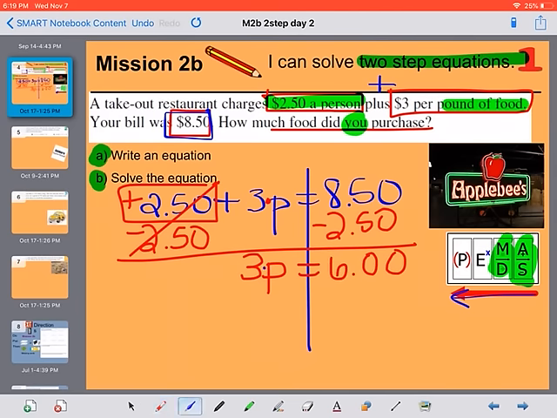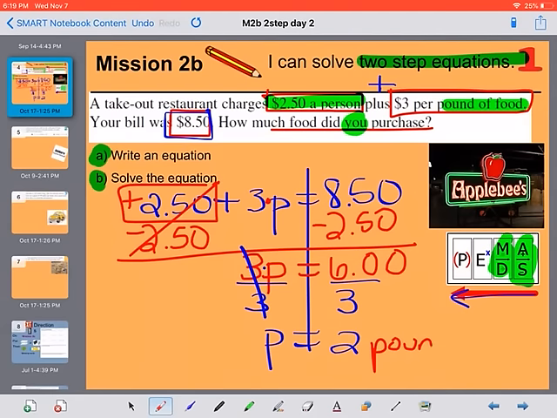And then last, the opposite of multiply is divide. So we're dividing by 3. So we have those eliminate. P equals, well, 6 divided by 3 is just 2. Exactly 2 pounds of food. If you want to put the zeros on there, you can. It's not $2 though. We're asking how many pounds of food. So 2 pounds of food is what we ended up buying.